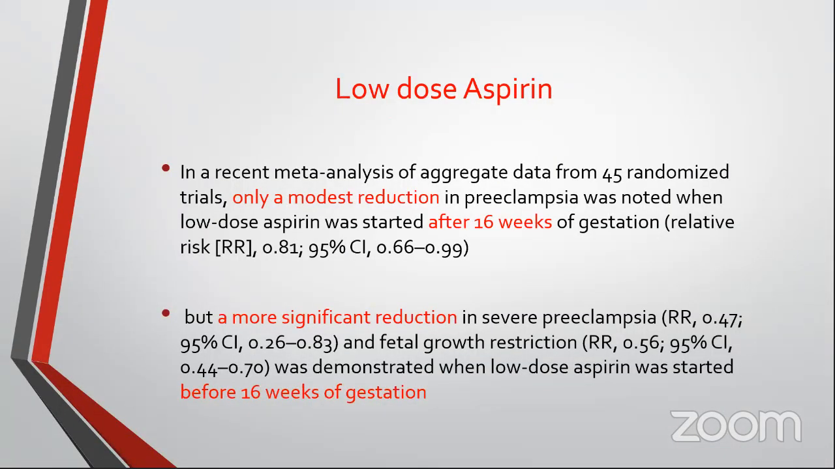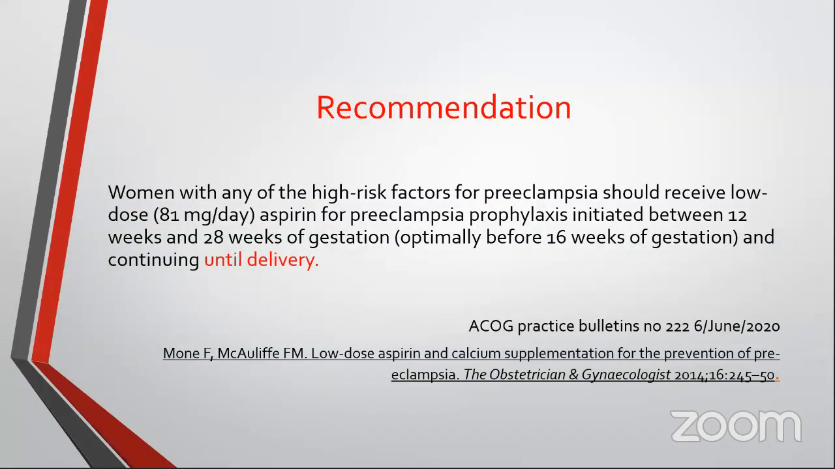In a recent meta-analysis of aggregate data, only a modest reduction in preeclampsia was noted with low-dose aspirin if started after 16 weeks of gestation, but a more significant reduction in severe preeclampsia and fetal growth restriction was demonstrated when low-dose aspirin was started before 16 weeks of pregnancy. That's why now all the major obstetric bodies, like the American College of Obstetricians and the Royal College of Obstetricians and Gynaecologists, recommend low-dose aspirin to be started between 18 and 28 weeks, more preferably at 12 weeks of gestation, and continued till delivery. So the recommendation is to start low-dose aspirin from 12 weeks of gestation till delivery to prevent preeclampsia.